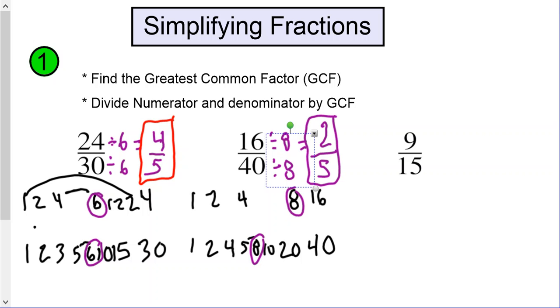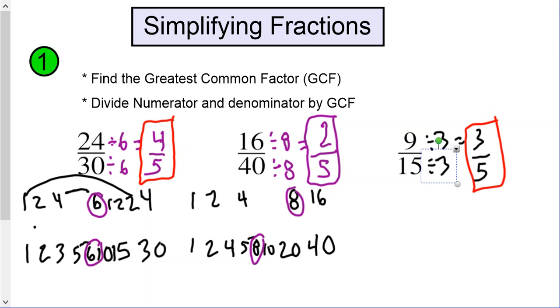Okay, 9 and 15. Okay, so if we are familiar with our multiples, for 9 and 15, we could say 3 would be the greatest common factor. Okay, so if we divide by 3, we would get 3/5, and that would be the simplified answer.